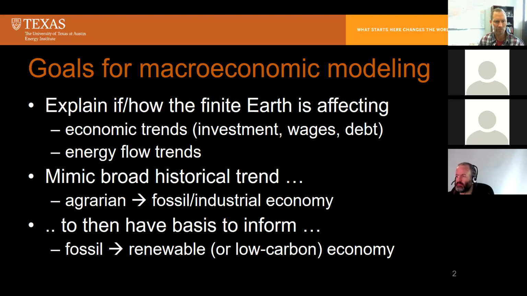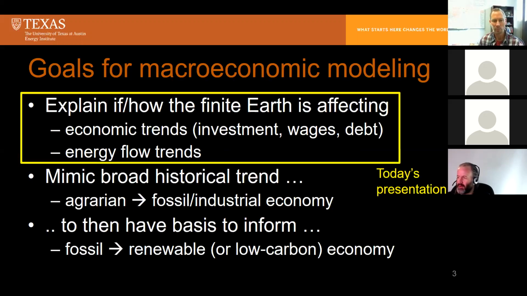The goals for my research pursuit in macroeconomic modeling are to understand if the finite Earth is affecting trends we see in the world, which can be physical flows like energy flows, but also economic trends, things like wages and investment and debt. Can we understand if something about the physical environment or the physical world is affecting these trends? Also, it would be good to understand very broad historical trends, such as data that represent the agrarian to fossil or industrial economy, the transition to an industrialized economy. Because if we can more effectively do that, then we should have a more effective basis to think about transitioning to a renewable or a low carbon economy.